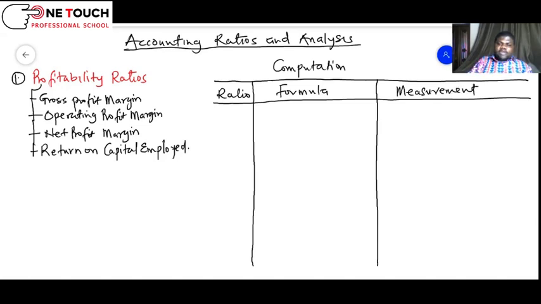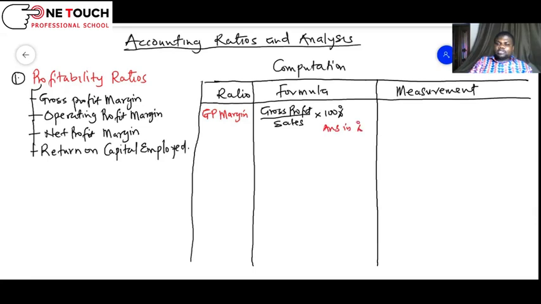So we take the first one, that is the gross profit margin. The gross profit margin is calculated as gross profit all over sales times 100%. Your answer will be in percentage. Answer in what? Percentage. We say that the higher, the better.